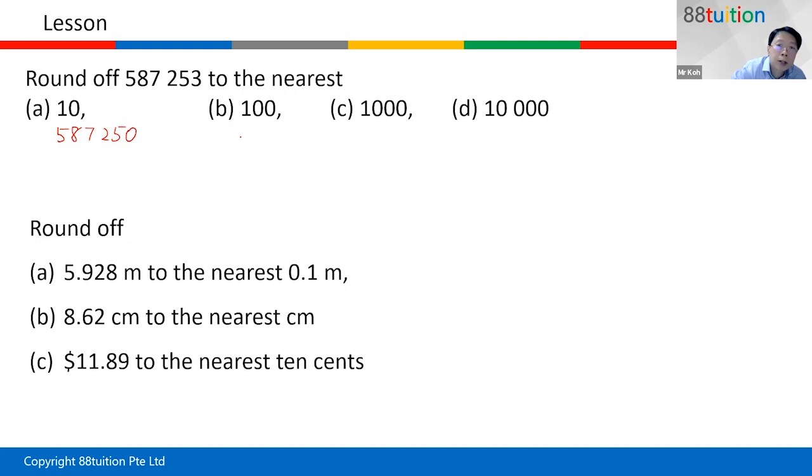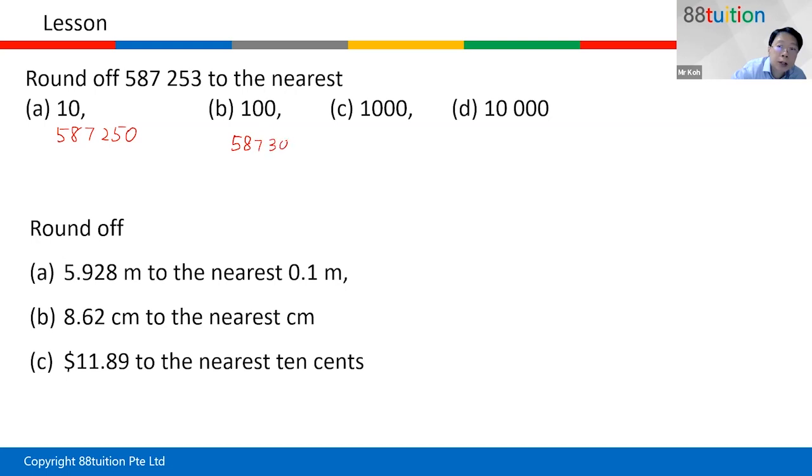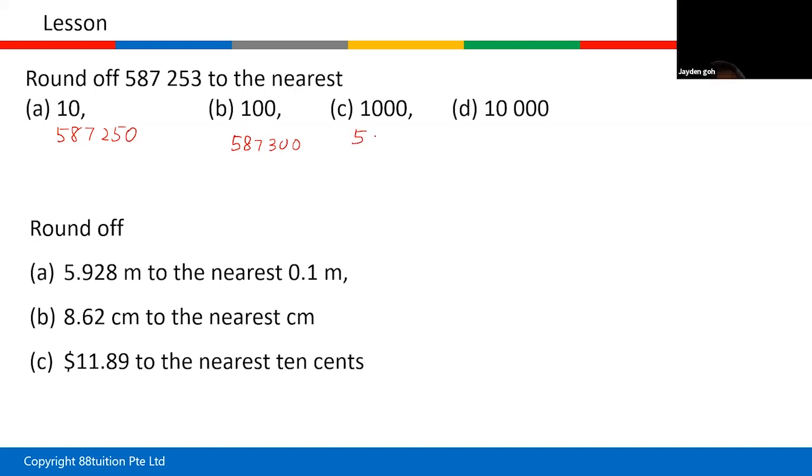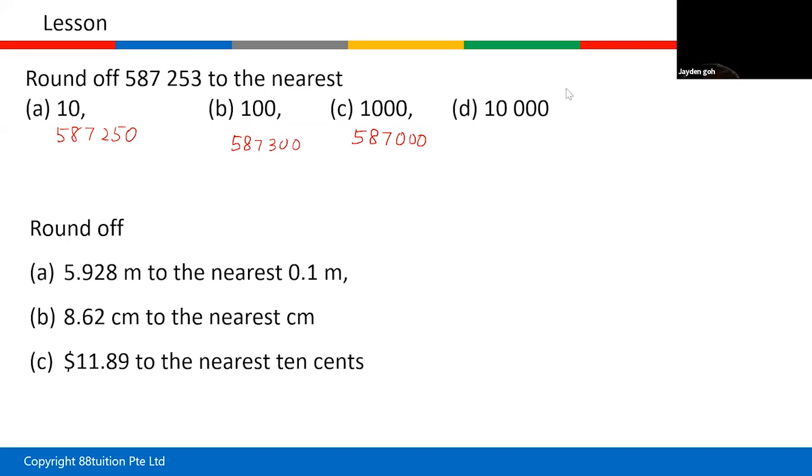All right. Okay, next one. What about the nearest 100? 587,300. Okay, that's good. All right, what about 1,000? 587,000. Okay, wonderful. Okay, last one. What about 10,000? 590,000. Okay, 590,000.